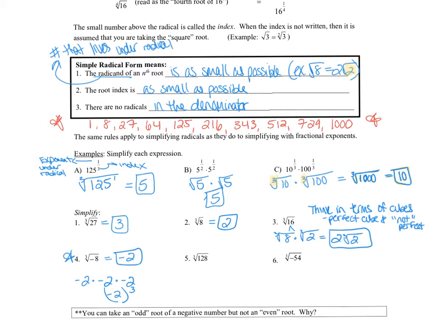So the largest perfect cube that goes into 128 from my list is a 64. So I'll break it up into the perfect and the not. So the cubic root of 64 times the cubic root of 2. Cubic root of 64 is 4. And cubic root of 2 hangs out at the end because we can't simplify that anymore.